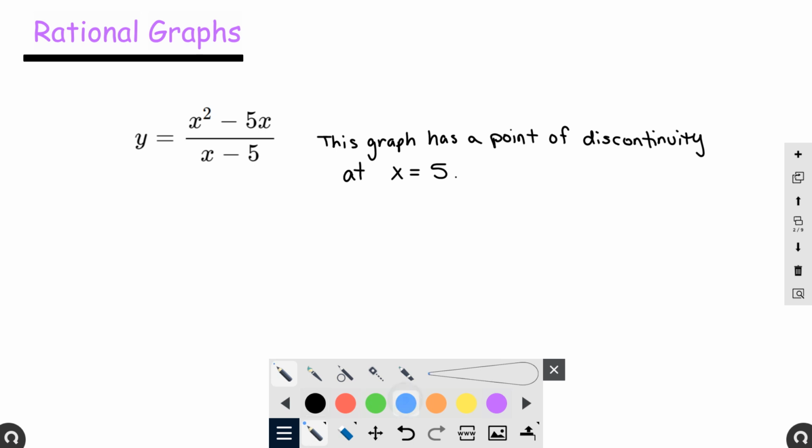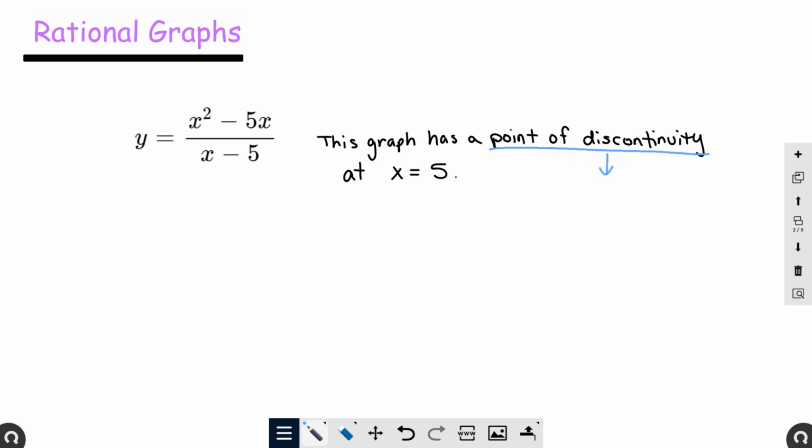So points of discontinuity are also called holes or vertical asymptotes. Remember how we talked about horizontal asymptotes before? Those are those horizontal lines that the exponential graph didn't cross or touch. Remember, we made it as a dotted line when we graphed exponentials. Well, now we have vertical asymptotes, which is a vertical line that your graph will not touch or cross.